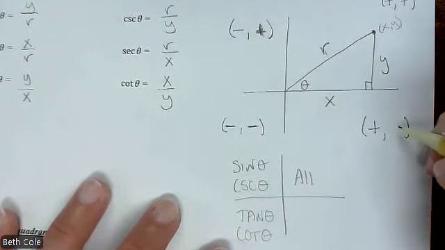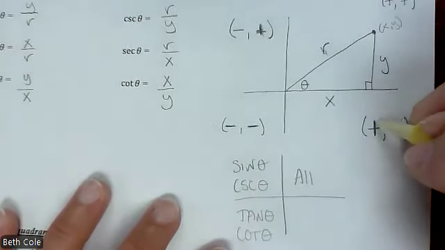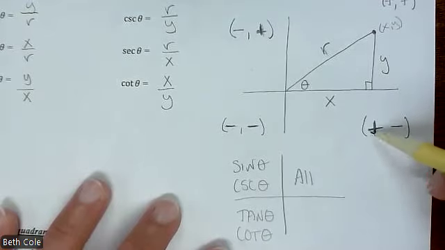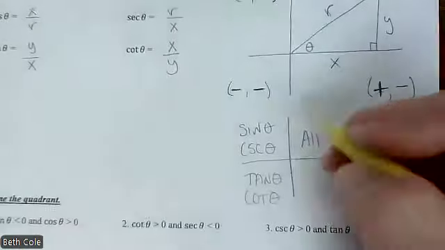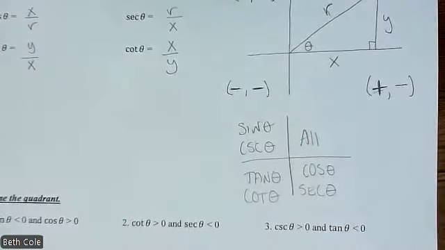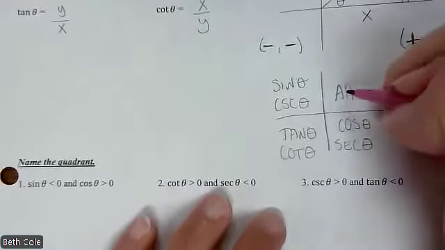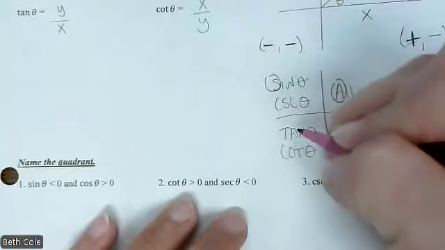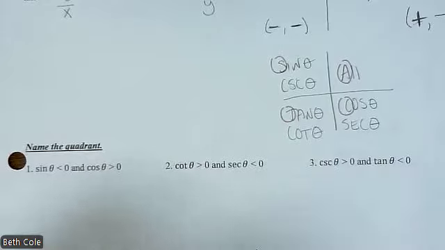X is positive, good, y is negative. So if we're looking for the positive ones, it's going to be the ones that involve x and r, which would be the last two. So cosine and secant. Now, a way you can remember this is "All Students Take Calculus." All students take calculus. And then the reciprocal ones go together.